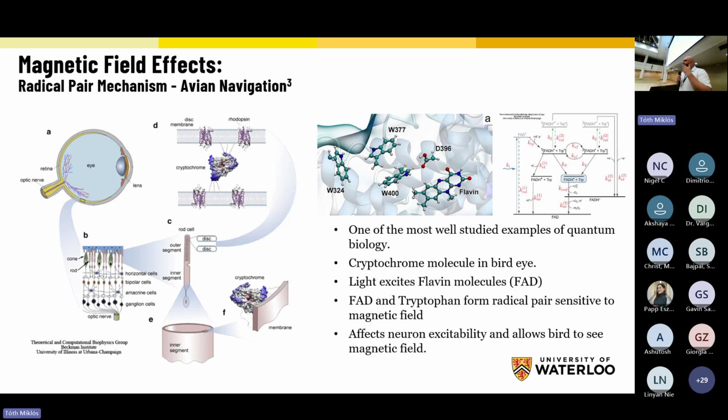And then that change, whether that chemical reaction proceeds or it does not, will cause a cascade, which will eventually cause the neuron to fire or not, sending signals back up to the bird's brain to determine whether it sees the magnetic field or not. This is an active area of investigation. There's still a lot of open questions, but this is the general consensus of how this idea would work.